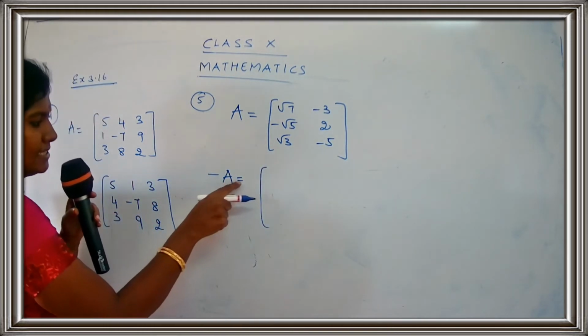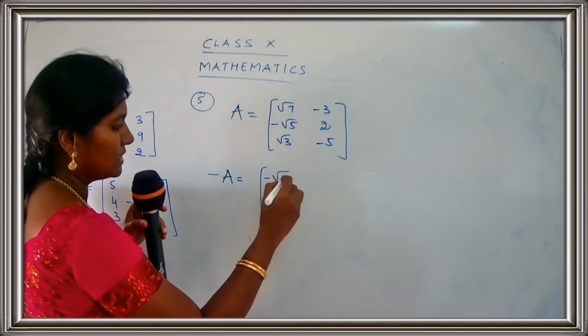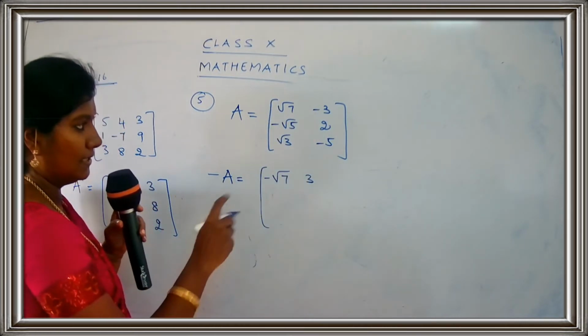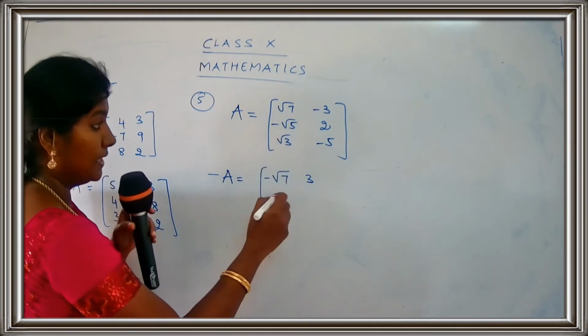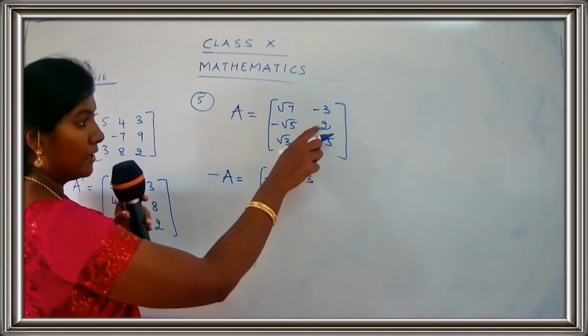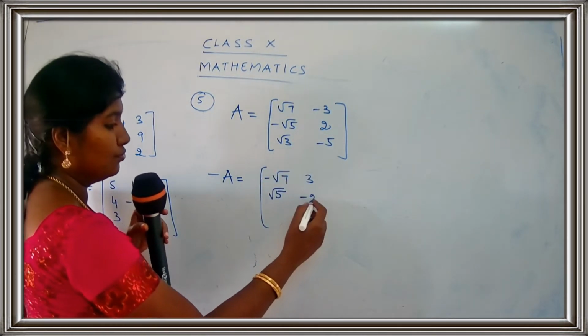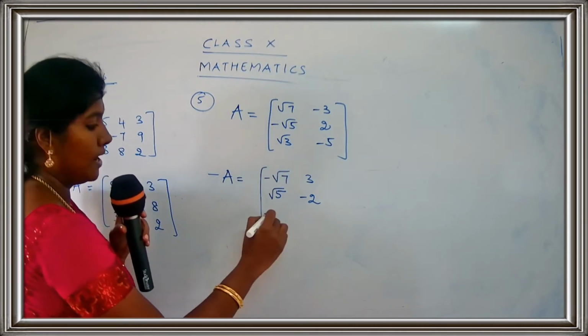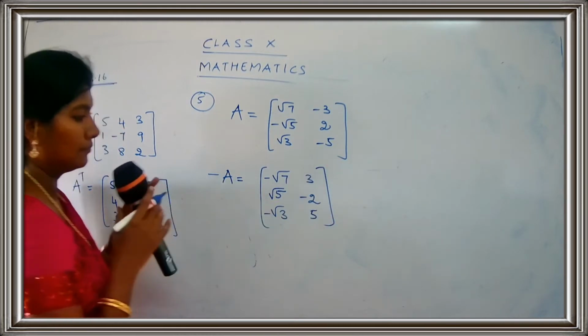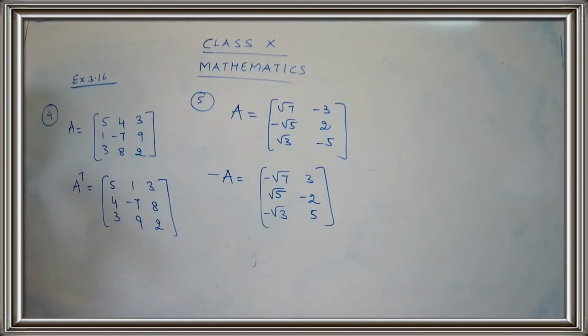So minus A is equal to minus root 7. The plus root 7 is minus root 7. Minus 3, plus 3. Minus root 5, it's plus root 5. So no need to write the plus sign over there. You can just put here root 5. It's plus 2, so minus 2. Root 3, minus root 3. Minus 5, it's 5. So we have found the value for minus A: minus root 7, 3, root 5, minus 2, minus root 3, 5.